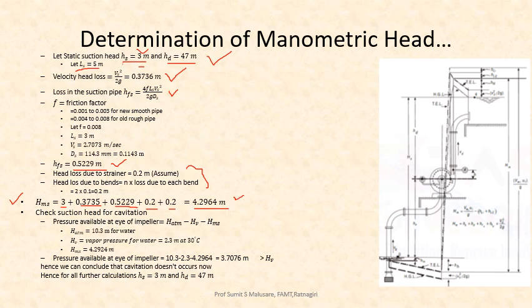Now the pressure available at the eye of the impeller comes out to be 4.294 meters, which is greater than 2.3 meters, and hence we can say that for HS as 3 meters, cavitation won't occur. So for all further calculations we have to take HS equal to 3 meters and HD equal to 47 meters.